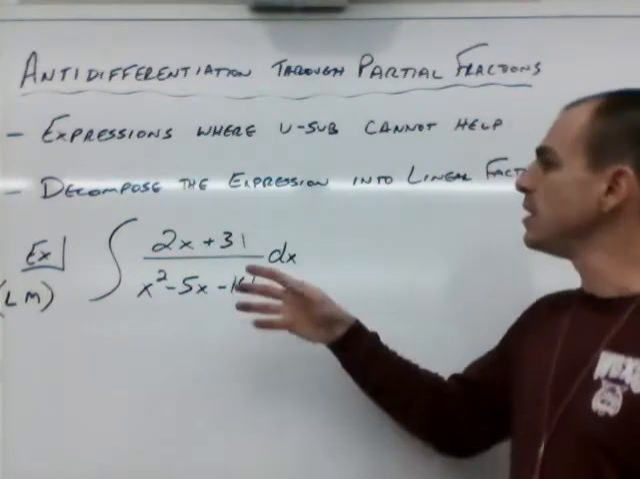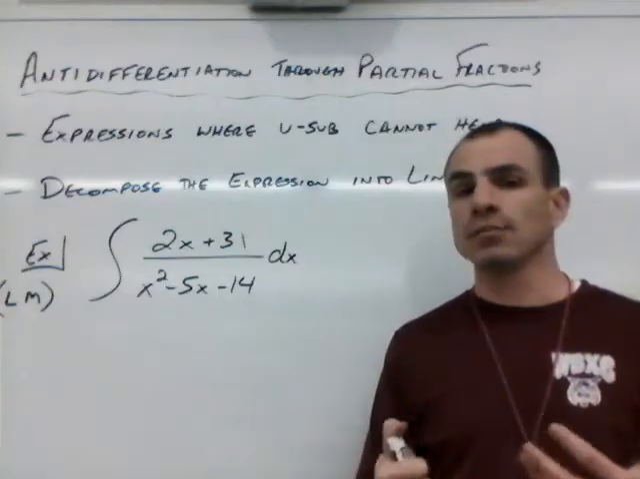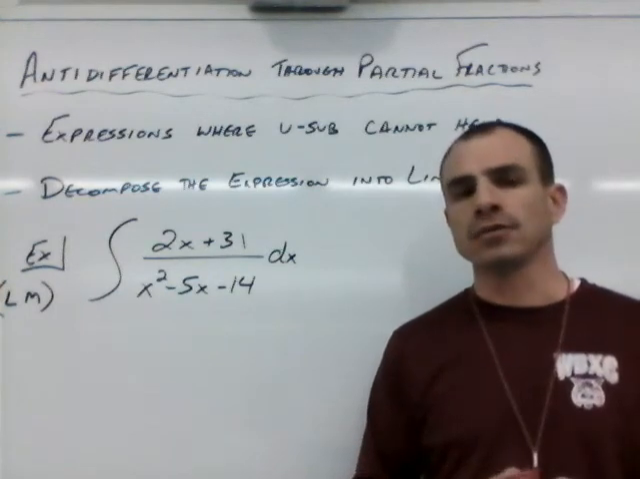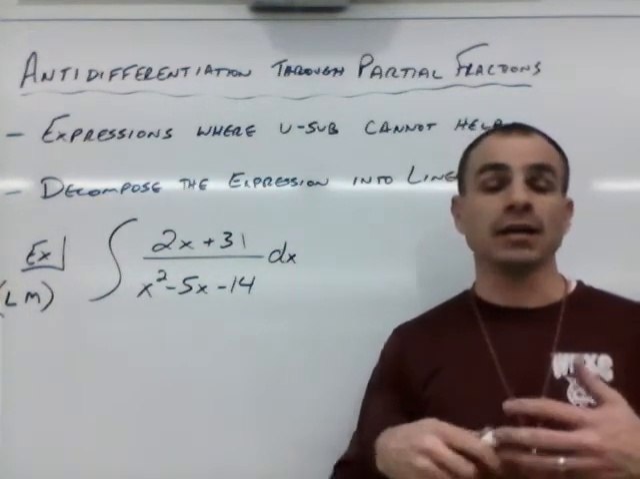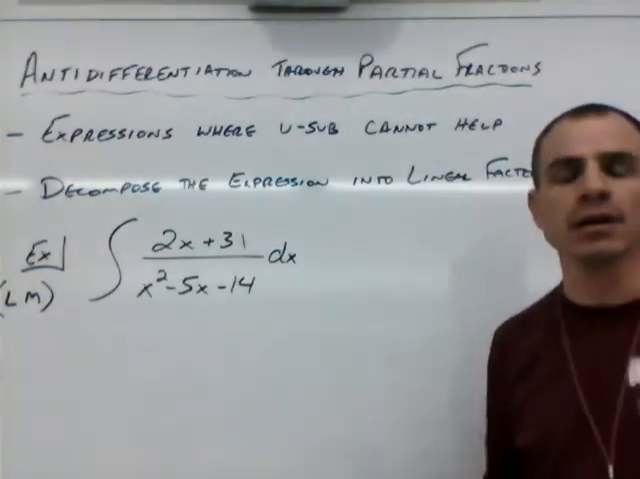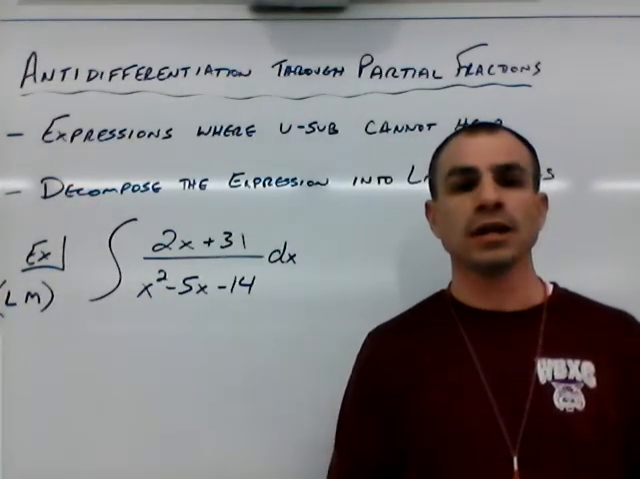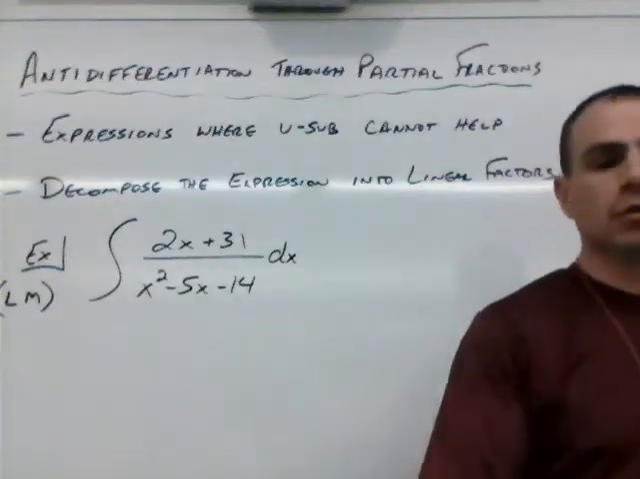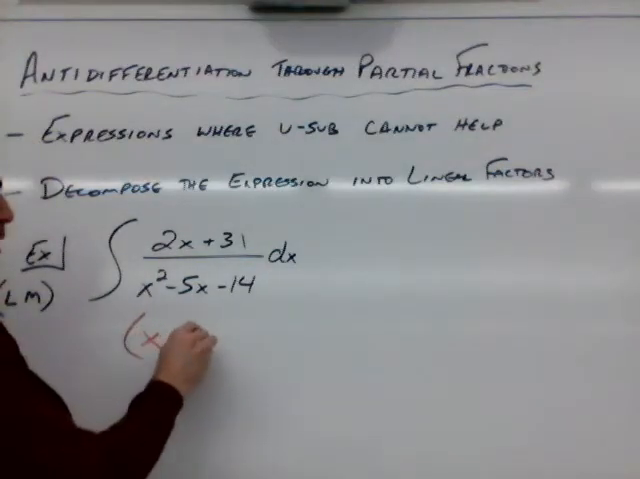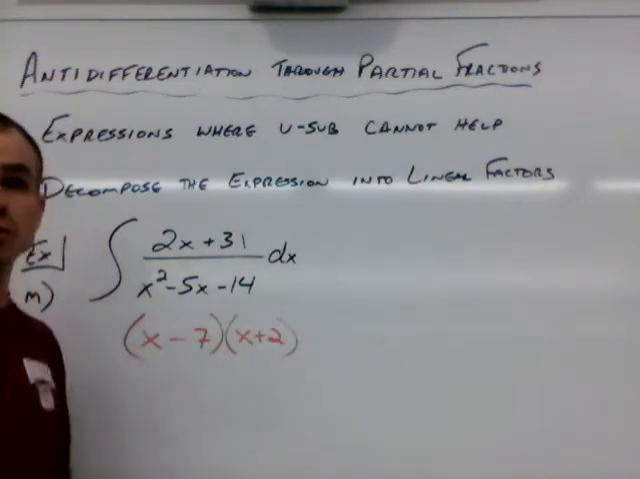But what we can do is decompose this expression so that it is now in terms of a linear factor. And if that's the case, then we can go back to that idea of the antiderivative with natural logs involved. All right, so if we look at this expression, you look at that denominator, and your algebra brains are kicking in and say, okay, I've got x squared minus 5x minus 14. Could I factor that? And in fact, you could. Let me change colors right here. This is actually x minus 7 and x plus 2. It's the product of those two binomials.